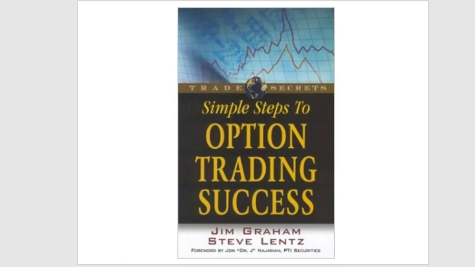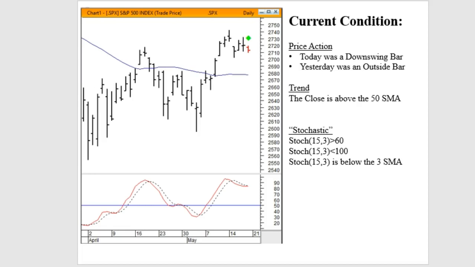All 3 reports pertain to the current market condition, and we display the current market condition and describe it in 3 different dimensions. We consider market condition to be a function of price action, trend, and then the stochastic situation. In terms of price action, Thursday was an outside bar, followed by Friday's downswing bar. That 2-bar price action occurred while we are above the 50-day simple moving average. And the stochastic is trending downward. The 15-3 stochastic is trending downward underneath its 3-day percent D between a range of, say, 60 and 100.